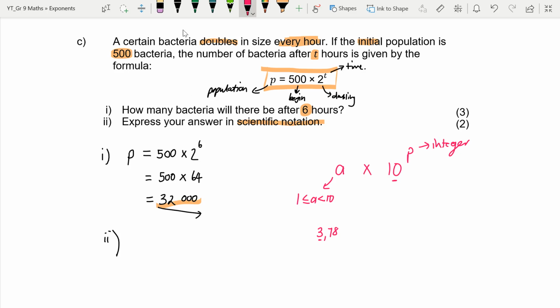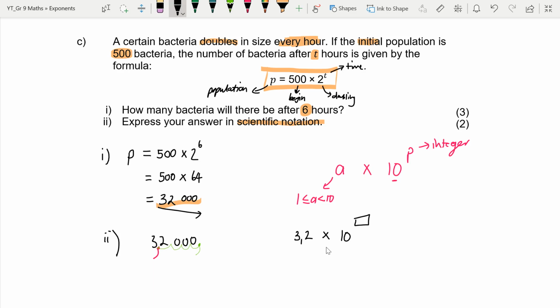Let me just write that over. So for our 32,000, we want our comma to be there. Where is the comma at the moment? Well, at the moment, the comma is there, right? Because it's just 32,000. So we are going to move it 1, 2, 3, 4 to the left. So let's go write that as our scientific notation. So that would be 3,2. There's our a times by our 10. Let's just talk about what our exponent is going to be.